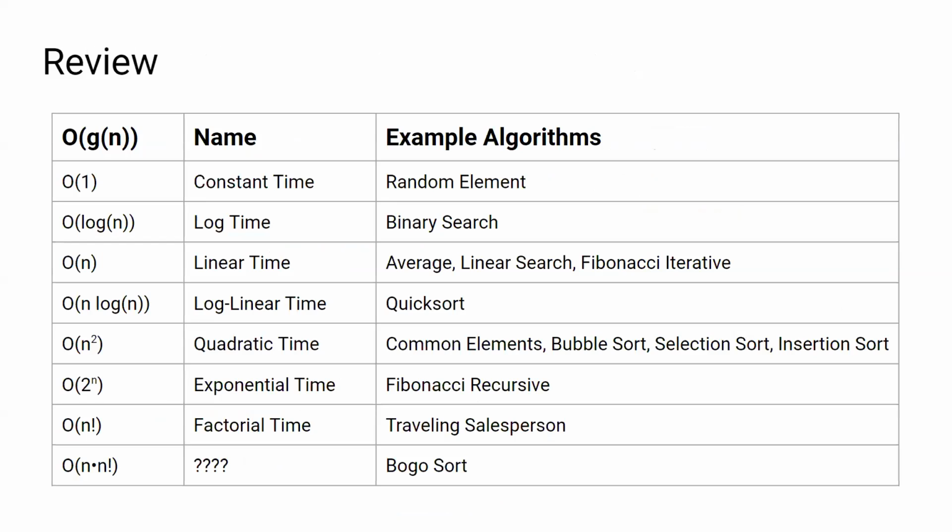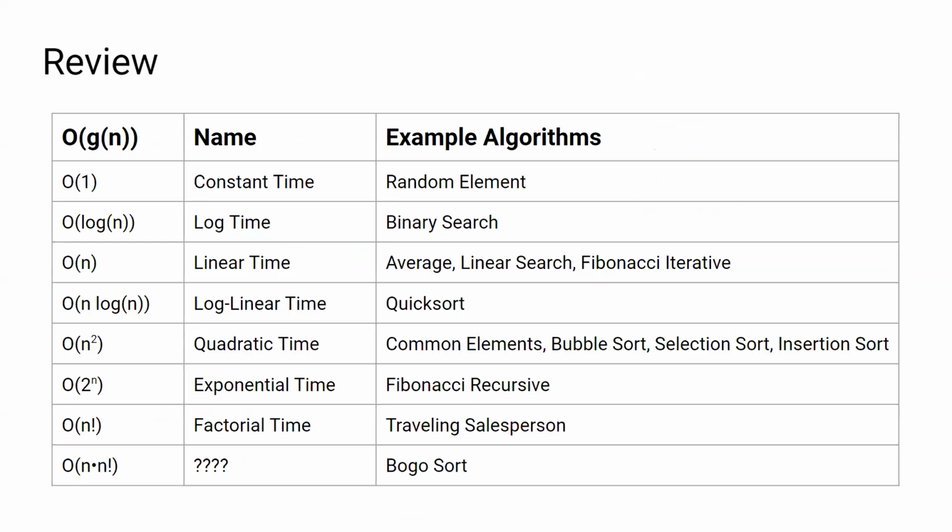So O of 1, constant time, like a random element. O of log n is log time, which is like binary search. O of n is linear time, which is like our average function, linear search, Fibonacci, iterative. O of n log n, which is called log linear time. That's like quicksort. O of n squared is quadratic time, so that's like common elements, bubble sort, selection sort, and insertion sort.